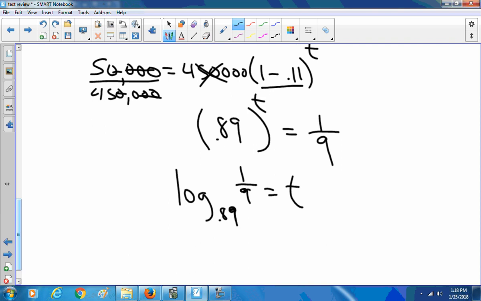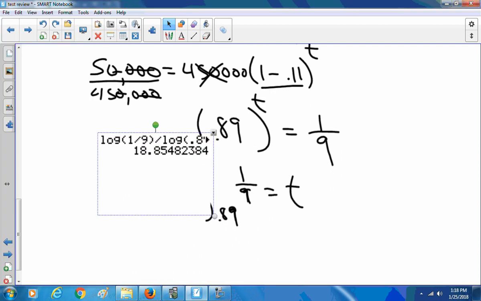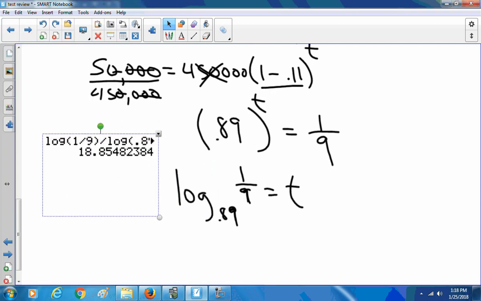Those are nice. Evaluate in our calculator. Log of 1/9 divided by log of 0.89. There you go. 18.85. It doesn't say we're going in years. It does say.